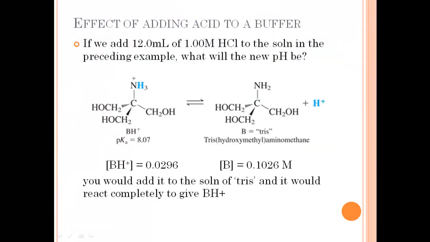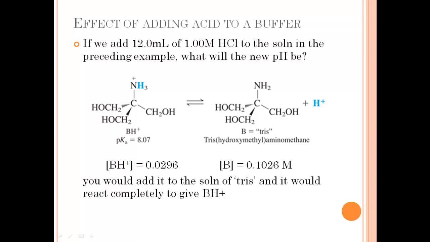So now that we know what happens when we add a strong acid or a strong base to something that's weak, let's try to do a little problem. If we add 12 mL of a 1 molar HCl, strong acid, to the solution in the preceding example, being the Tris that we had done in the previous video, what will this new pH be? And remember that the concentrations that we had found for the Tris hydrochloride and the Tris were right here.